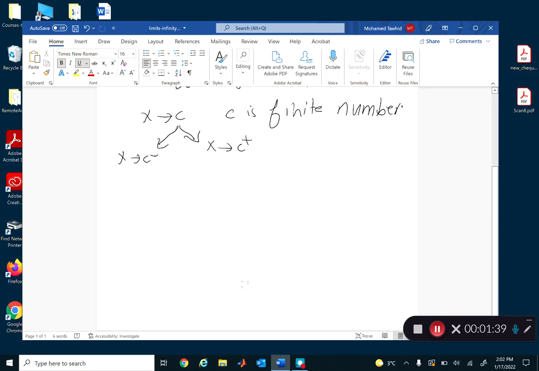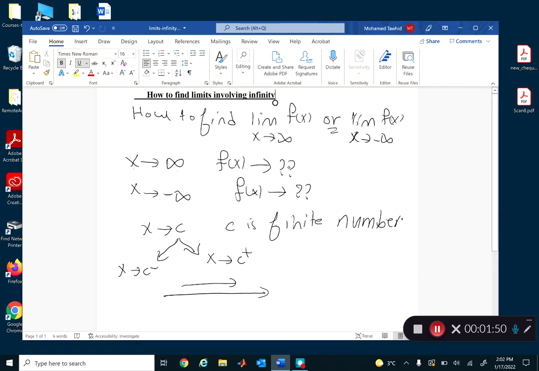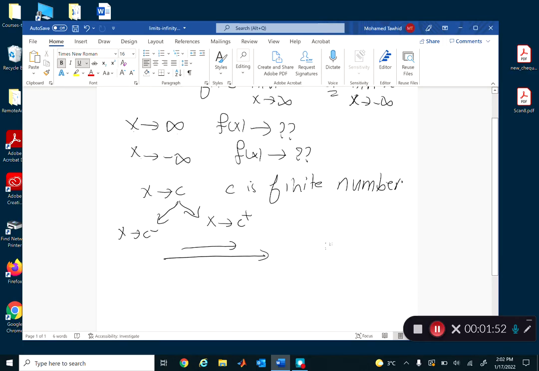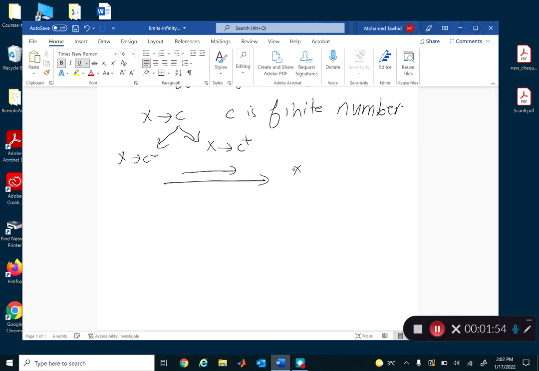So if you have x here, and I go x approaching plus infinity, x stays positive and continues getting very, very big. That is when x approaches plus infinity. When x moves in the other direction, x approaches minus infinity, because you have very big negative numbers.